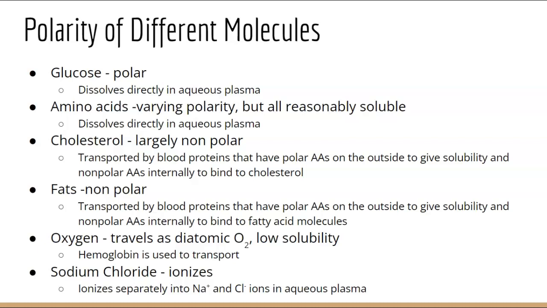Cholesterol is typically found in your cell membrane. So again, it will be transported by blood proteins that have amino acids on the outside, which helps to give solubility. Fats, non-polar, these are like oils, any lipid really, non-polar. You know, oil and water don't mix. Transported by blood proteins, again, the amino acids will help give solubility. Oxygen travels as diatomic oxygen, low solubility, but uses hemoglobin to transport, and hemoglobin travels well.